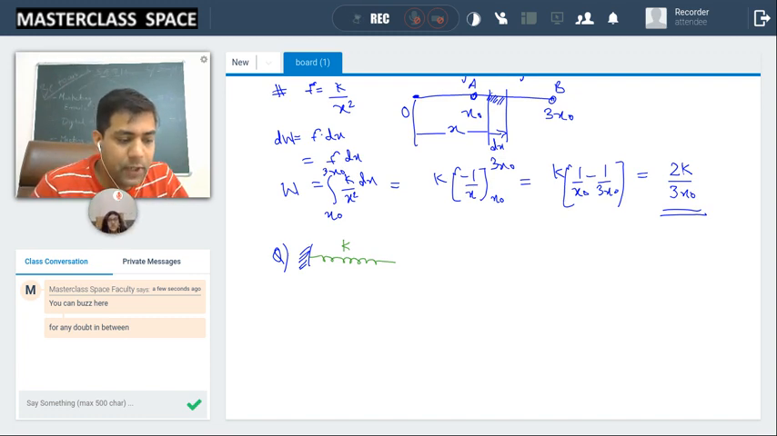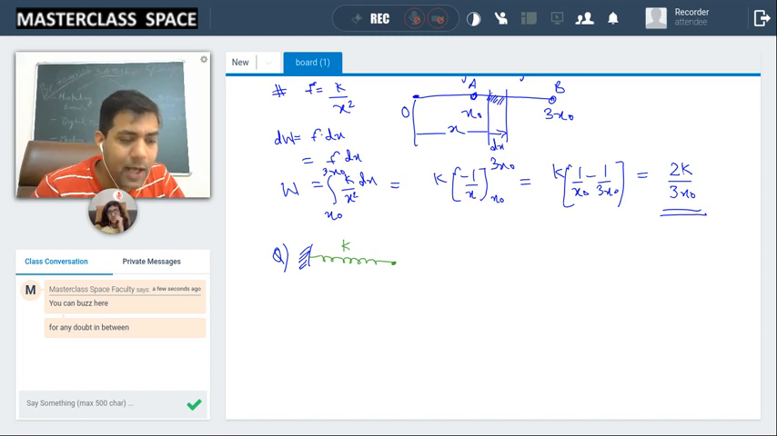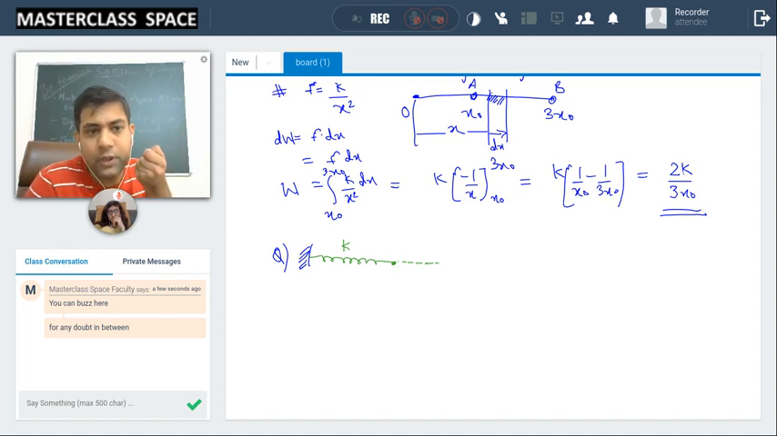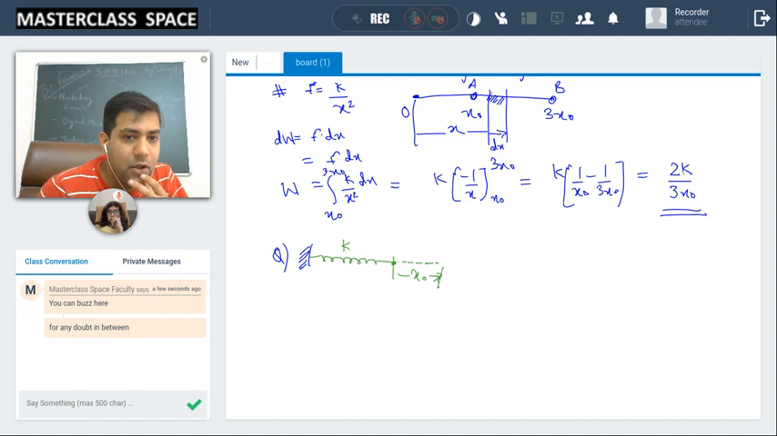You are moving a body. Initially it is at its natural length. Natural length means it is not compressed and not expanded. It is in a very relaxed position. There is no expansion or compression. Now what you do is expand this spring by x naught. You pull this spring and expand it by x naught. Fine. So what do we have to find out?